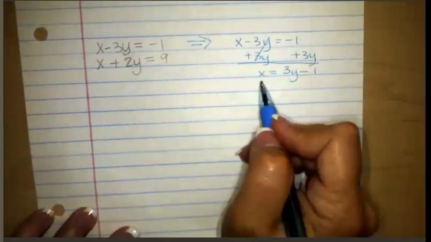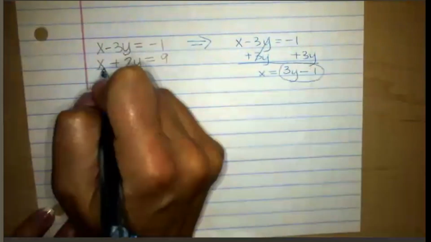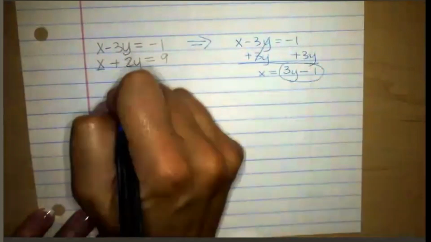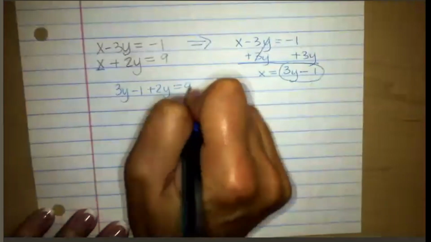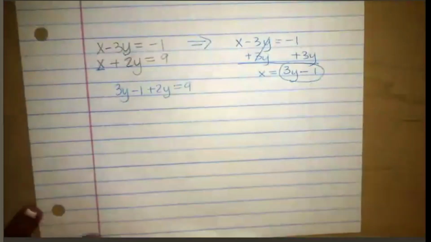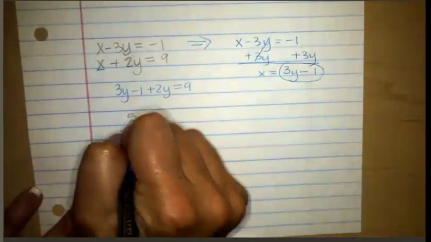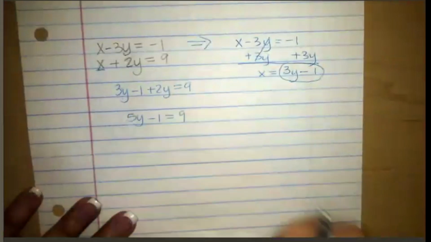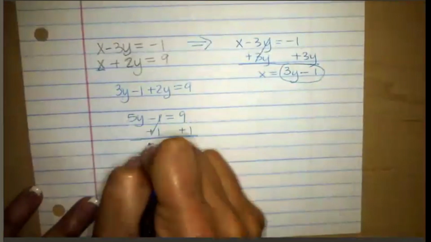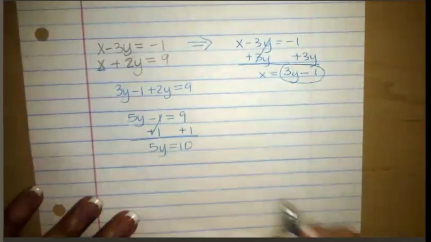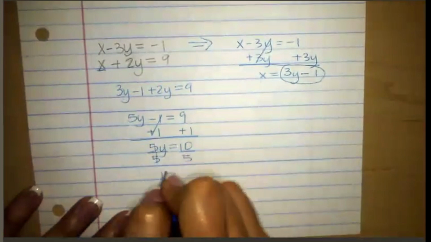Now that we know that x is 3y minus 1, we can take that and plug it in for the x in the other equation. So we get 3y minus 1 plus the 2y equals 9. Now we're down to that one variable, so we just solve that one variable equation. We combine our like terms, so we get 5y minus 1 equals 9. We add 1 to get it to the other side. And that gives us 5y is equal to 10. We divide both sides by 5 to get that y by itself, and y is equal to 2.